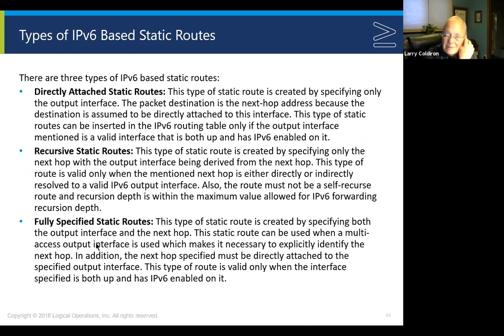The types of static routes, and this is another one that goes into maybe making some good test questions. There are 3 types of static routes. The directly attached static routes are created by specifying only the outgoing interface. We did that in one of the statics we did a little earlier. We just specified the interface that's going out. The packet destination is the next hop address because the destination is assumed to be directly attached to this interface.